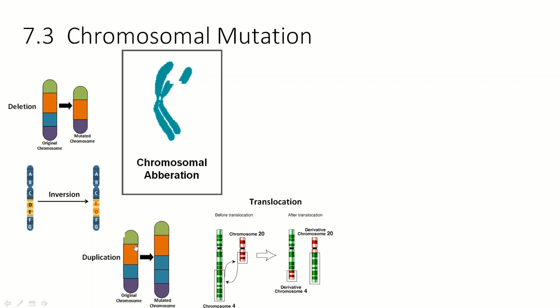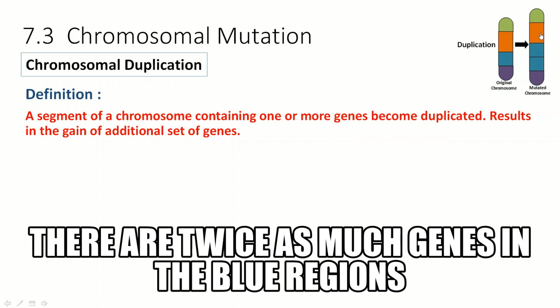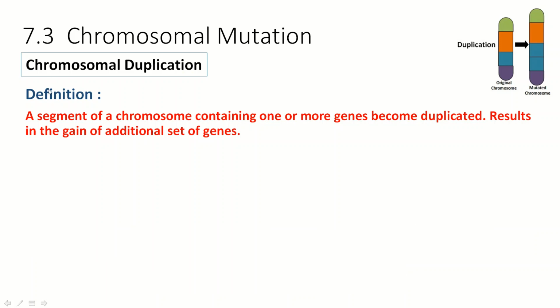And then the third type of chromosomal aberration is duplication. As you can see, these are the original segments in the wild type or normal chromosome: we have green, orange, blue, and purple. And as you can see, the blue region got duplicated. So there must be twice the number of genes present in this region. This is the definition of chromosomal duplication: a segment of chromosome containing one or more genes becomes duplicated, resulting in the gain of an additional set of genes.